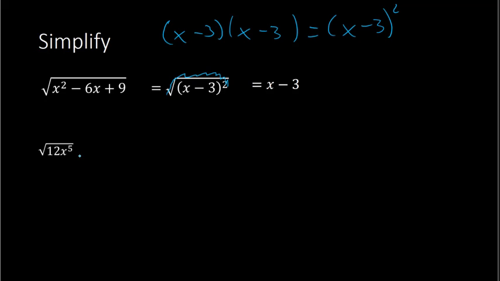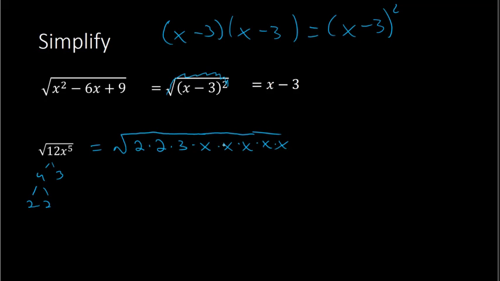Here's another example where we have the square root of 12 times x to the fifth power. What I can do is I can break down the 12 as a product of 4 times 3, and 4 is 2 times 2, so 12 would be 2 times 2 times 3. And then we have 5 x's.